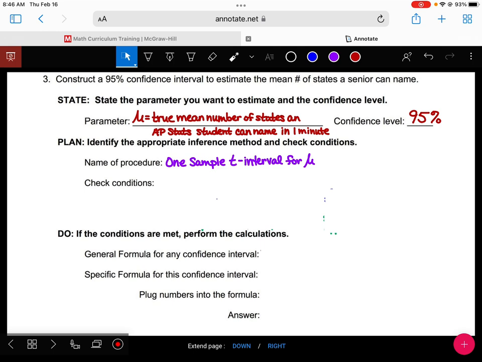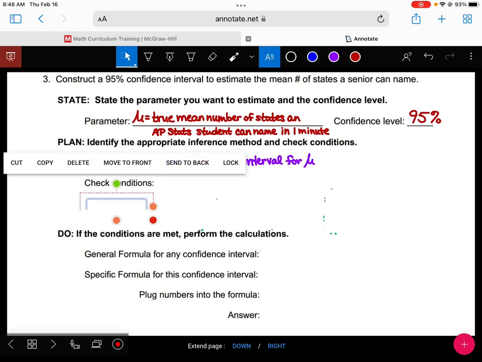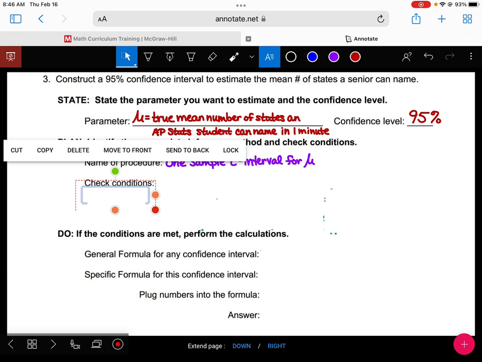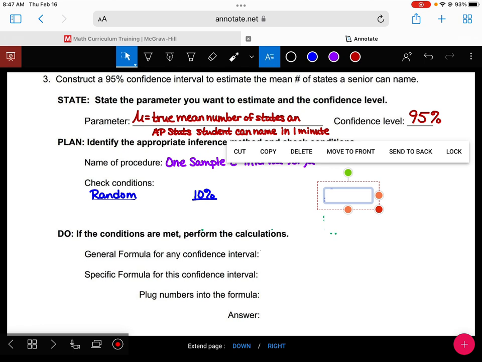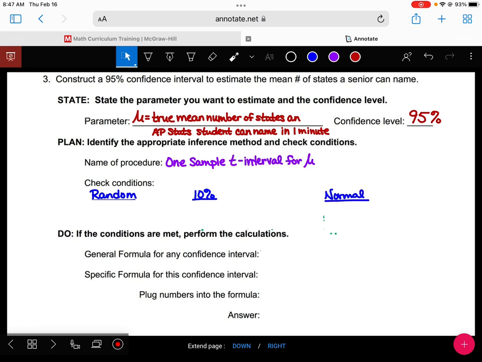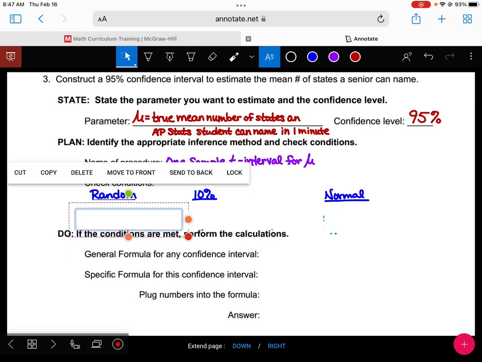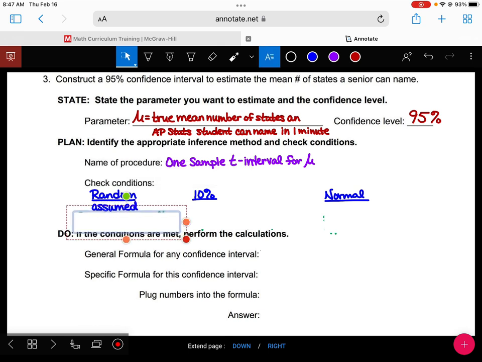Just like with proportions, just like with significance testing, we have to check our conditions. What are those 3 conditions? Random, 10%, and normal. So random, 10%, normal. Randomness. We're going to go with assumed randomness, that you guys are a random sample of all AP Stats students. Why do we need a random sample or a random assignment? So that we can generalize to our whole population, yes.